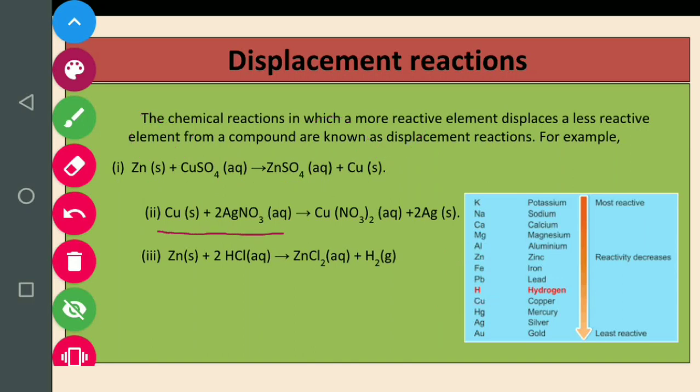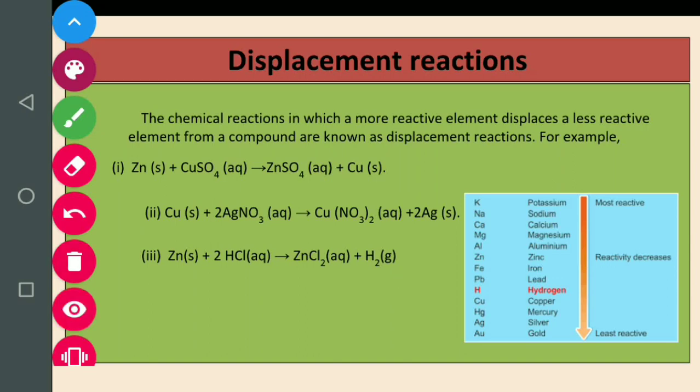Similarly, copper plus AgNO3. Here we can see copper is here, and Ag is your second last, that is silver. Copper is more reactive than silver, so copper displaces silver from its position and forms copper nitrate plus silver. And the last reaction is zinc plus HCl gives you ZnCl2 plus H2. You can see zinc is at the top and H is at the bottom. Zinc is more reactive than hydrogen, it displaces hydrogen from its position and forms the salt ZnCl2, and hydrogen gas is produced.